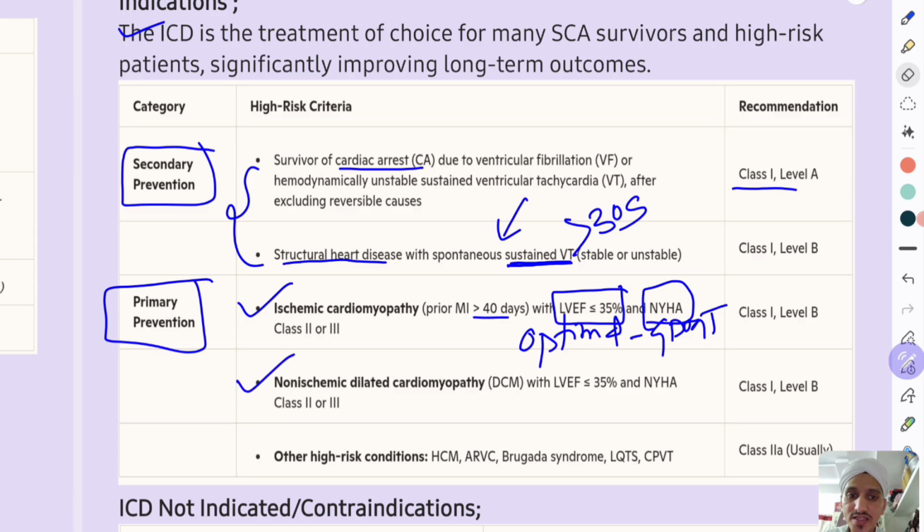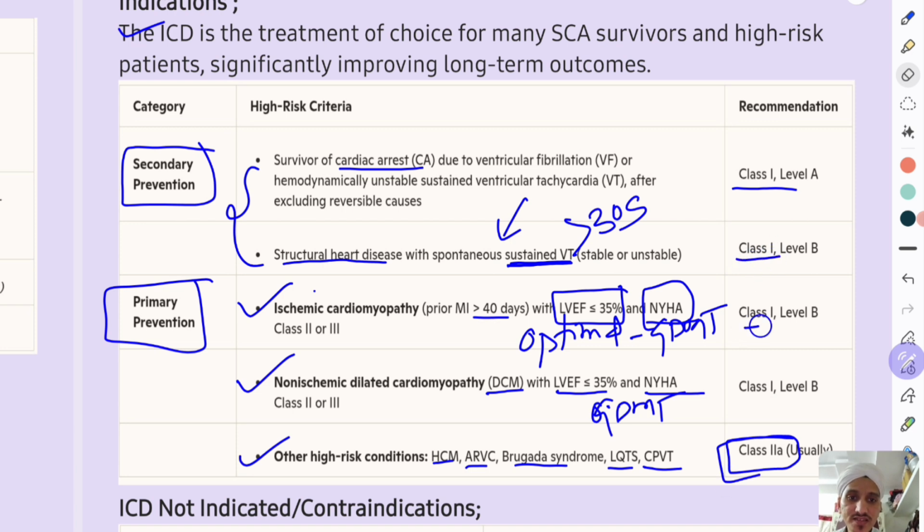Non-ischemic dilated cardiomyopathy, same, DCM. LVEF should be less than 35% and patient should be symptomatic on optimal GDMT. Again, GDMT. Maybe ischemic or non-ischemic cardiomyopathy. Other high-risk conditions include hypertrophic cardiomyopathy, arrhythmogenic right ventricular cardiomyopathy, Brugada syndrome, long QT syndrome, catecholaminergic polymorphic ventricular tachycardia, CPVT. This is class 2 recommendation actually in these conditions. So class 1 are the things above.